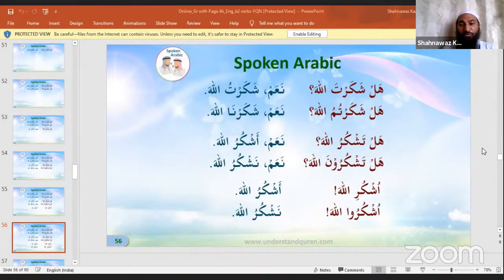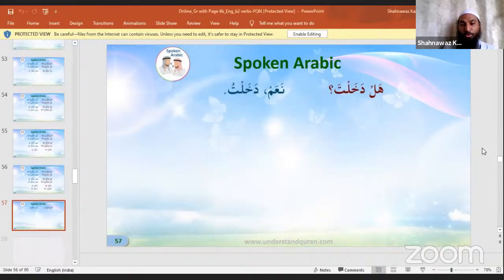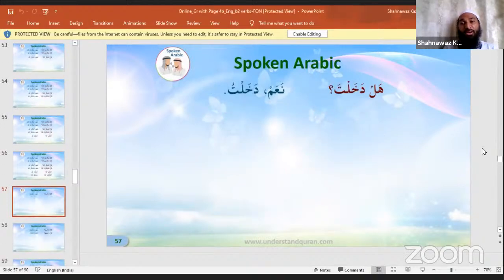The Arabs, it is native for them, so it is easy for them. For us, it gets very confusing because they all look similar and we get confused on what the words are. Right? So that's the whole reason why we are doing all these exercises. Now we'll take the word dakhala. Hal dakhalta, did you enter?